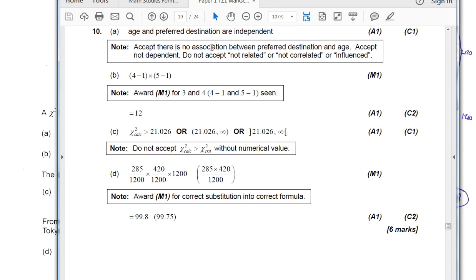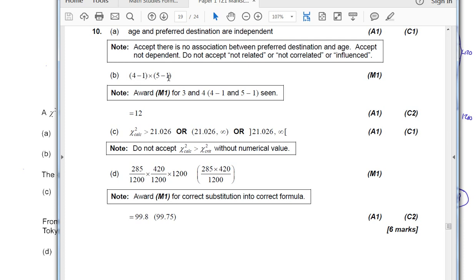It says, note, there is no association between preferred destination and age, except not dependent, but do not accept not related or not correlated or influence. So you got to have independent in there somewhere. Okay, independent or not dependent. Then they also would take no association, but it's easiest if you put independent or not dependent. Okay. Next one, degrees of freedom.